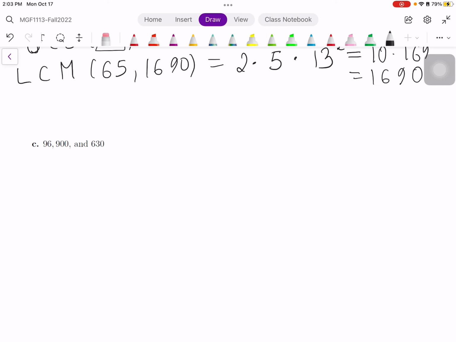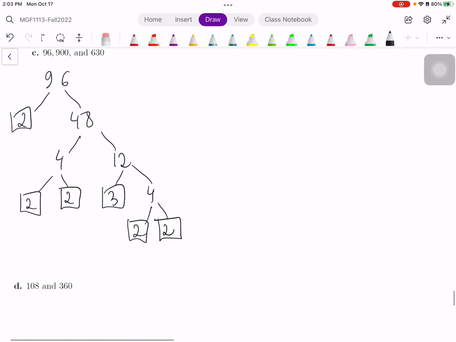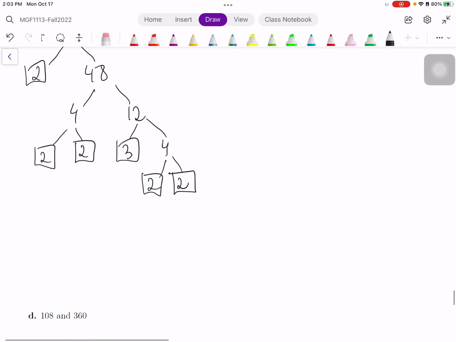Okay, now we're going with the two numbers. Let's start with their prime factorization. 2 times 48, already prime. 4 times 12, 2 and 2, 3 and 4, and 4 is still not prime. It's going to be 2 and 2. So I have a prime factorization for 96 to be 2 to the power 5, because I would have 2 times 2 times 2 times 2 times 2, 5 times, and 3.